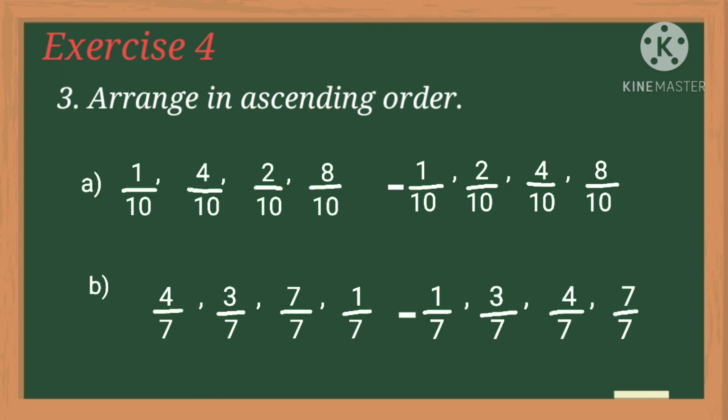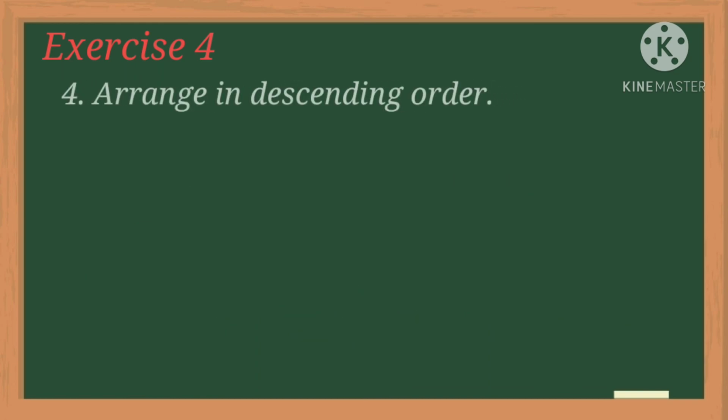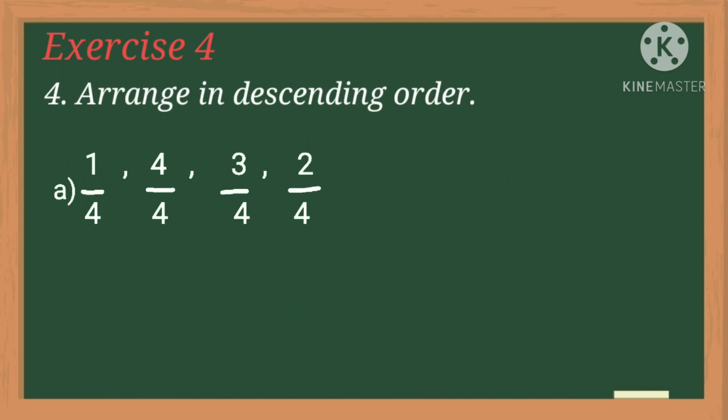Similarly, you can write the second one. 1 by 7, 3 by 7, 4 by 7 and 7 by 7. Like this, we can similarly solve the descending, which is from bigger to smaller. Here bigger is 4 by 4, 3 by 4, 2 by 4 and 1 by 4, right? Like this, you can continue the answers.